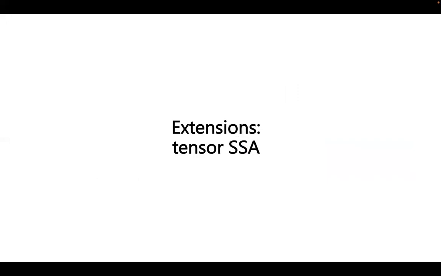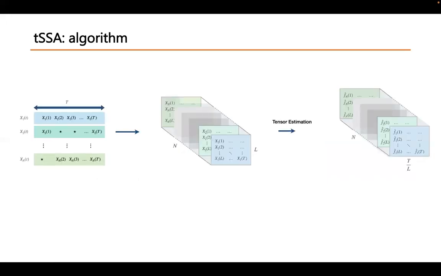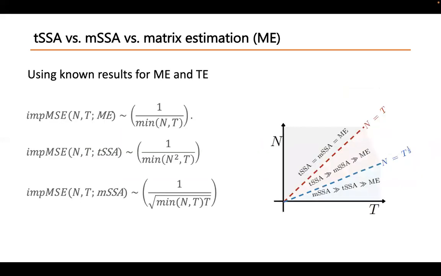Another extension we work on is what we call tensor SSA. Here, the algorithm is that you take the various time series, you create a page matrix out of each. Now, rather than doing a column-wise concatenation to get a longer page matrix, we actually stack them up in a third dimension to create a three-dimensional tensor. And then you can use tensor estimation techniques to estimate the means of this tensor. And you can see that for different relative scalings of N and T, we can see, at least theoretically, the effective imputation recovery of TSSA versus MSSA versus matrix estimation.